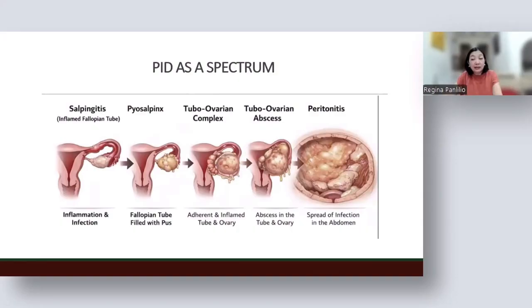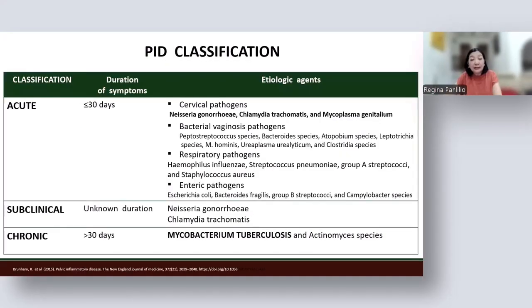On ultrasound, the spectrum of sonographic features would correlate with the progression of the infection, ranging from subtle signs of salpingitis to tubo-ovarian abscess and peritonitis in severe cases. And by duration, it is classified as acute if it's less than or equal to 30 days, chronic if it's more than 30 days, and subclinical if it's of unknown duration.